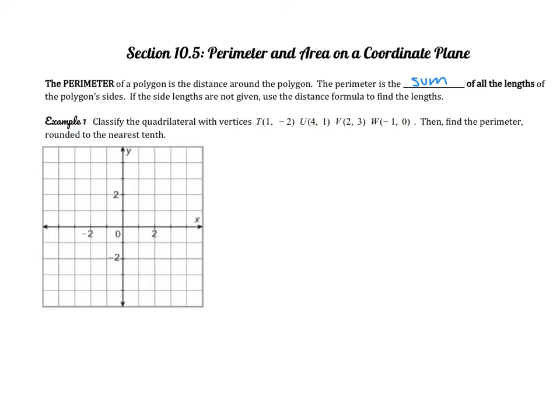So let's start by plotting our points. 1, -2 is right here. 4, 1, 2, 3, and -1, 0 is W.